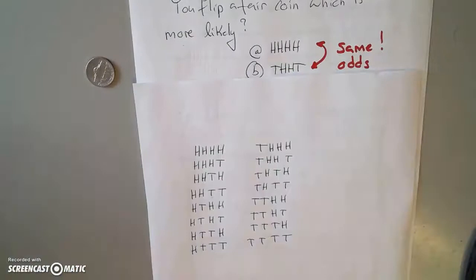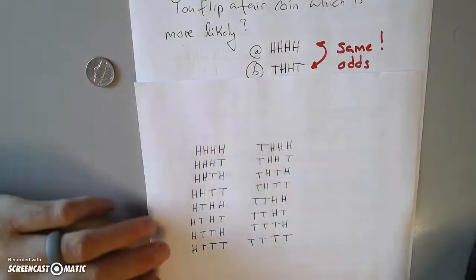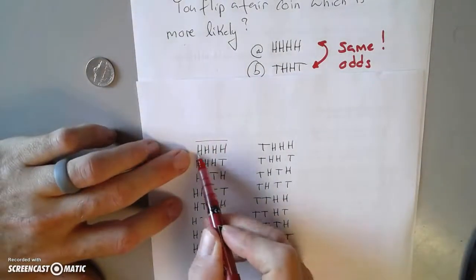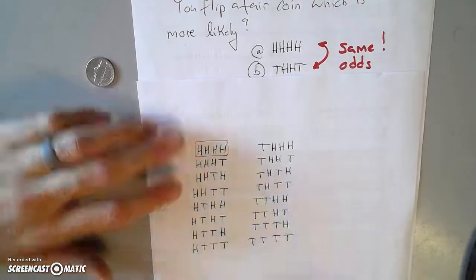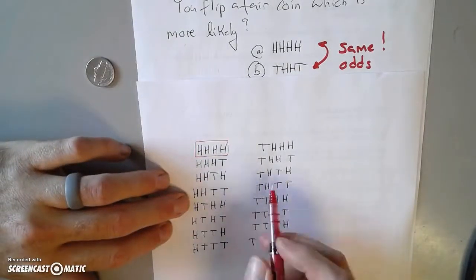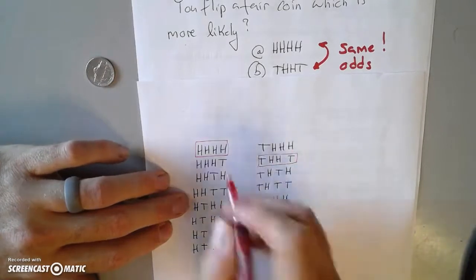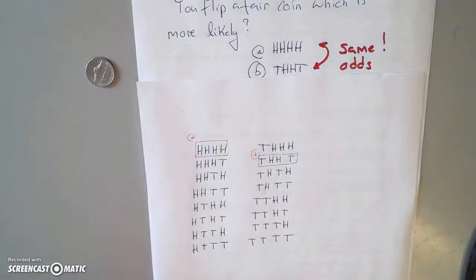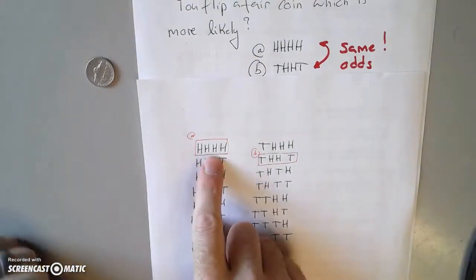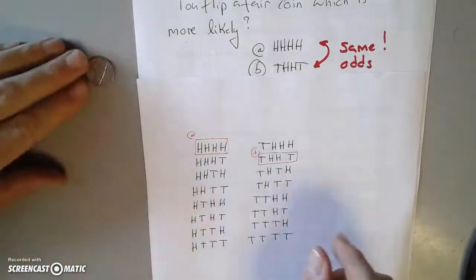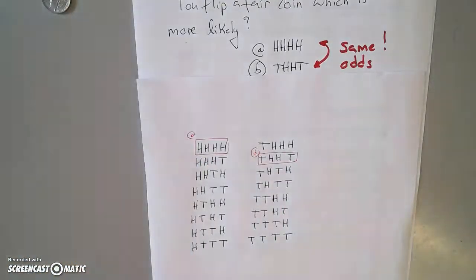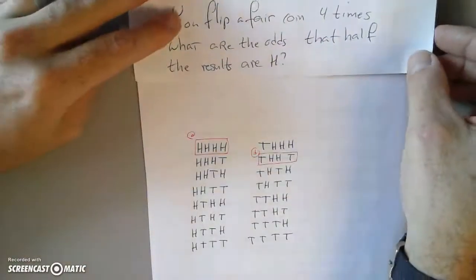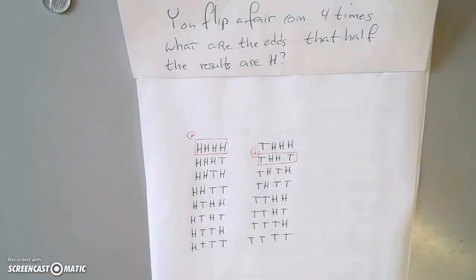Here's a sample space written out. And again, there's only one case where it's all heads. There's only one case where it's THHT. So these are the 2 that we're looking at, A and B. Now, why does it seem less likely to get 4 heads in a row than this? Again, it boils down to our language. The question we tend to be thinking about is something more like this. You flip a fair coin 4 times, what are the odds that half of the results are heads?